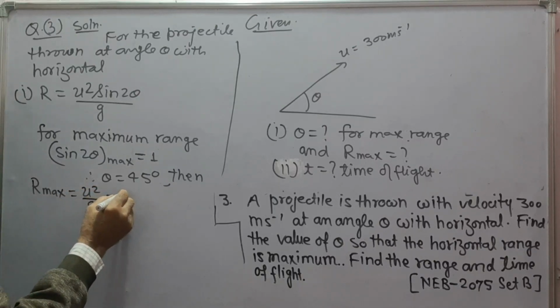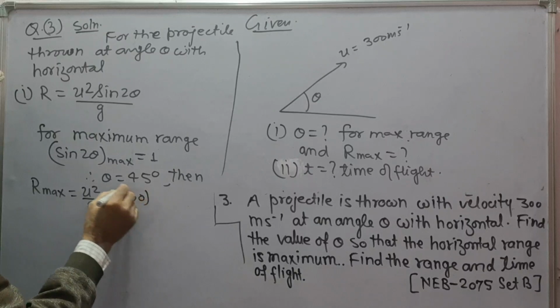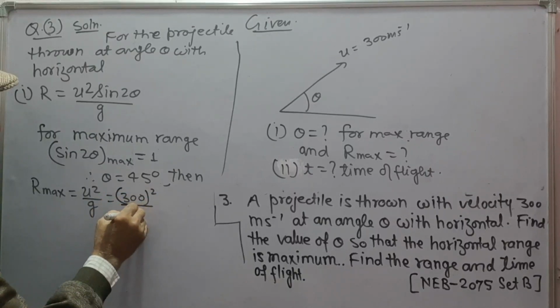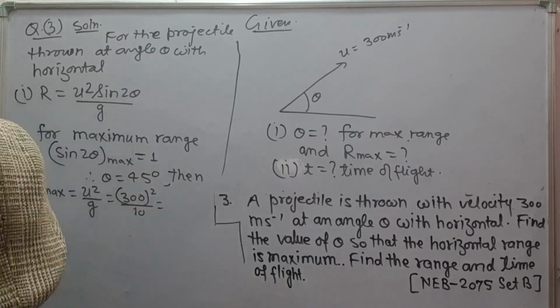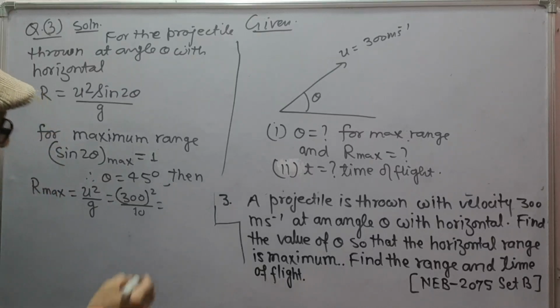U is 300, so 300 square upon 10. It will be 9000 meter.